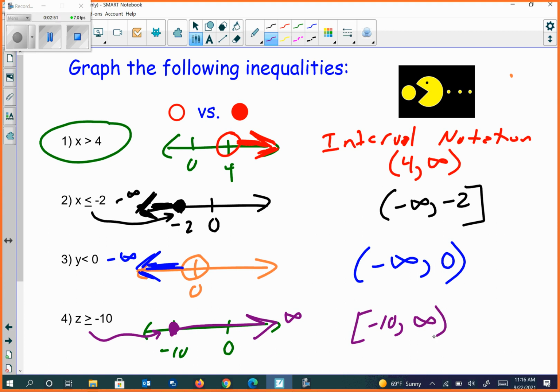Okay, so the interval notation is a mathematical interpretation of what's happening on the number line. Friends, do we have any questions about that? Everyone feel okay? Where did I lose you?